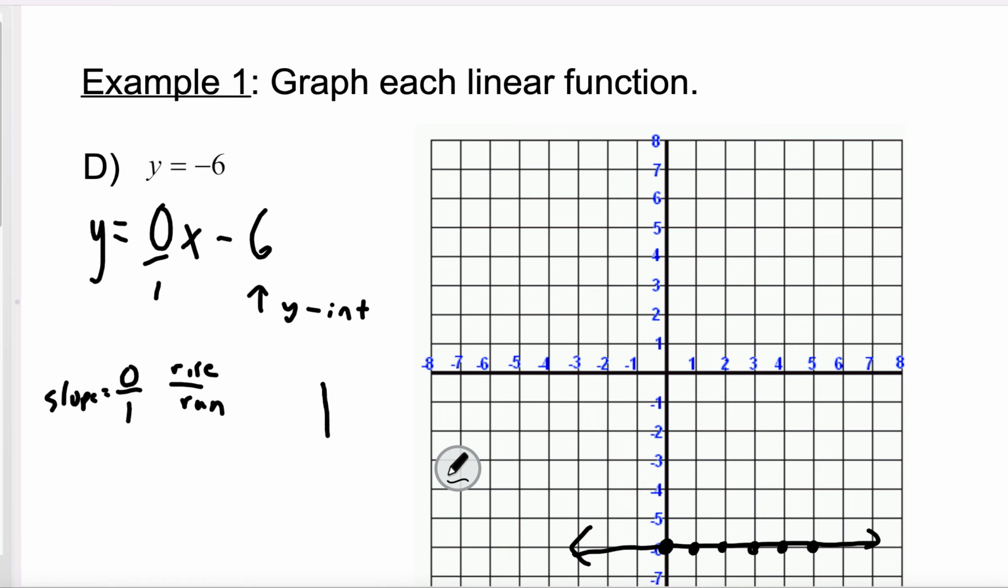Some people like to do a little t-table, so you could do that instead as well. It says y has to equal negative 6. And then you could just choose some values and plot them if you wanted to. So that's another way of being able to plot that out.